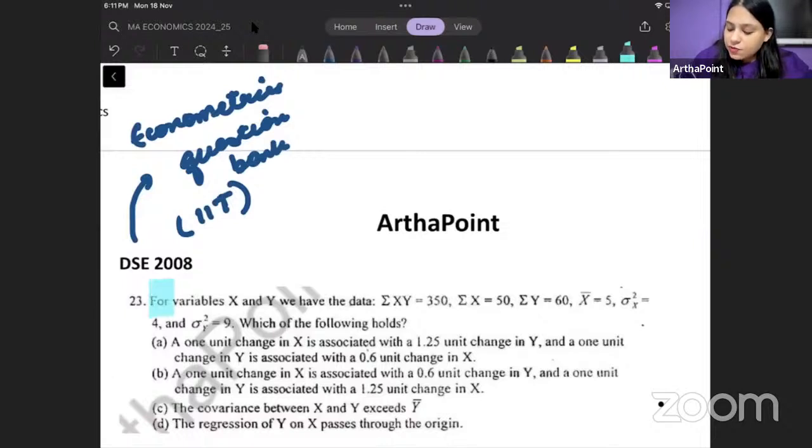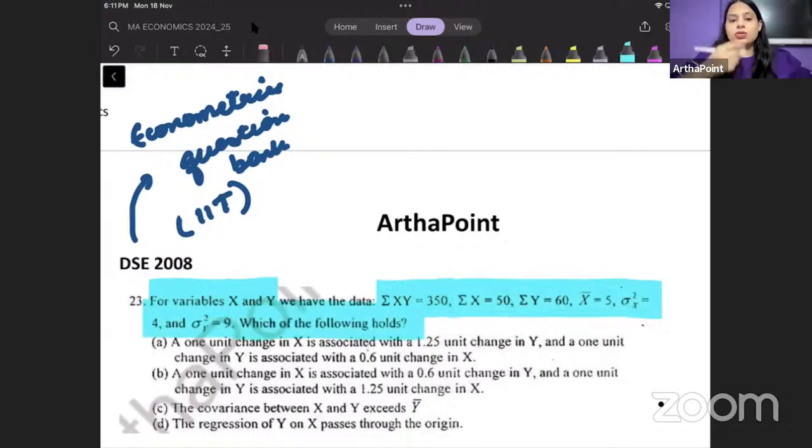Try to do this. For variables X and Y, we have the data. Summation XY is 350. Summation X is 50. Summation Y is 60. Mean of X is 5, variance of X is 4, variance of Y is 9. Which of the following holds?